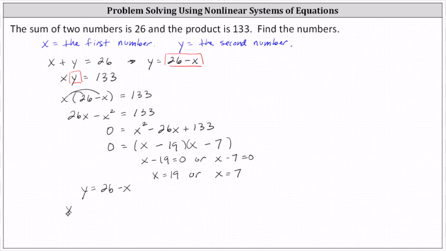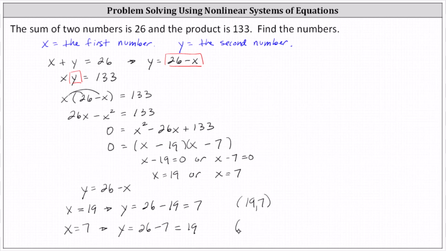When x equals 19, notice y is equal to 26 minus 19, which is 7. This indicates one solution is x equals 19 and y equals 7, which as an ordered pair would be (19, 7). And now we need to find y when x is 7. When x equals 7, notice y is equal to 26 minus 7, which is equal to 19. So it appears as if we have another solution of x equals 7 and y equals 19, which if we were just solving the system algebraically would be correct.